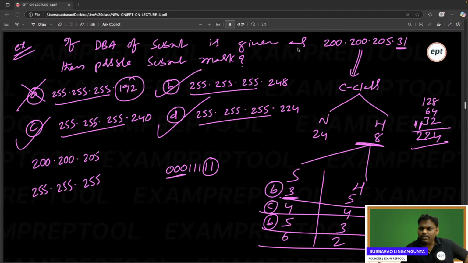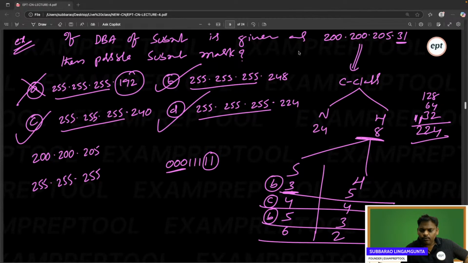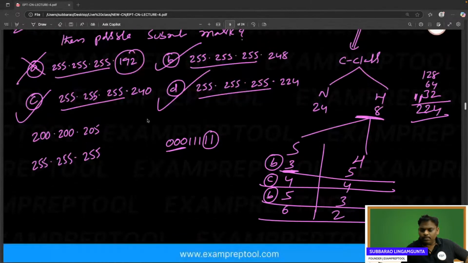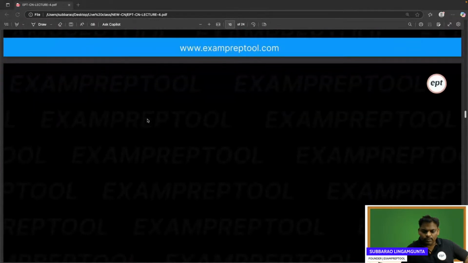Yeah, this is the place where we stopped yesterday. If a DBA of a subnet is given as 200.200.205.31, then find the possible subnet mask. We have done this. Now today's class will start.